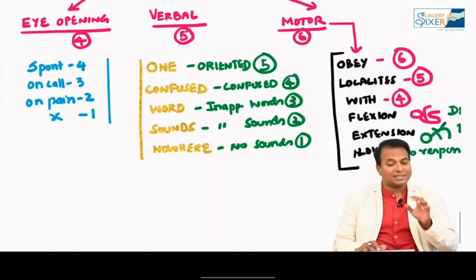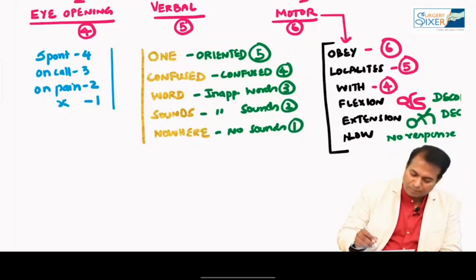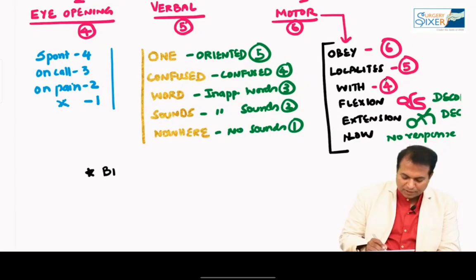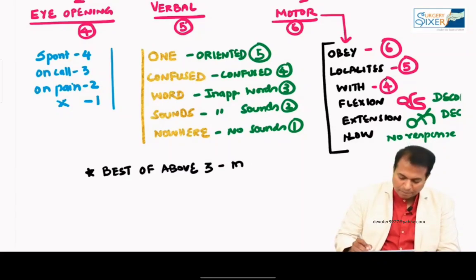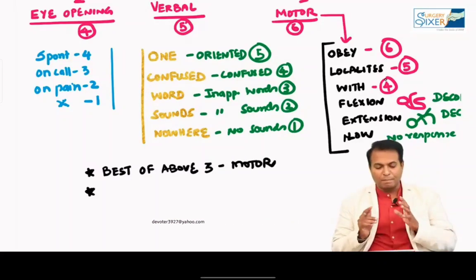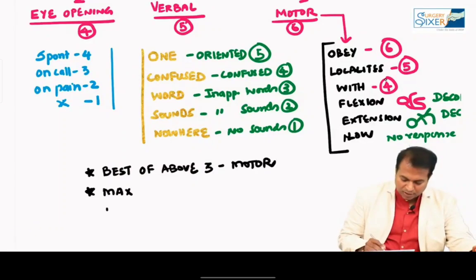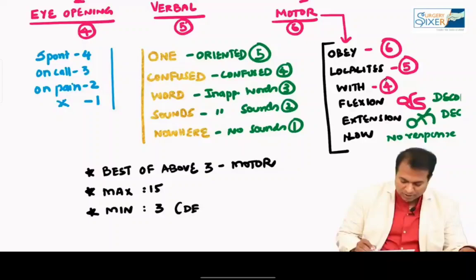So with this I'm going to tell 7 MCQs now from the GCS scoring. Please remember which is the best of the 3 to assess GCS. Best of the above 3 is motor response. Motor response is the best to assess the GCS. And what is the maximum score and the minimum score? Maximum score is 15, minimum score is 3. For a dead fellow also the score is 3.